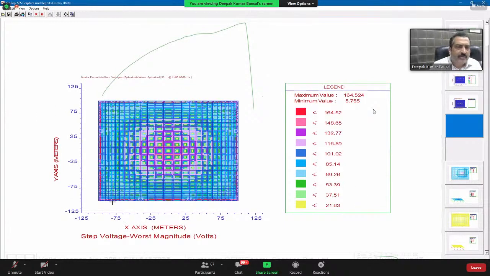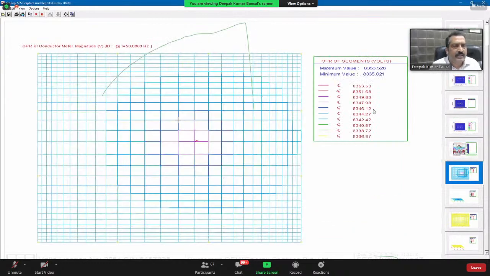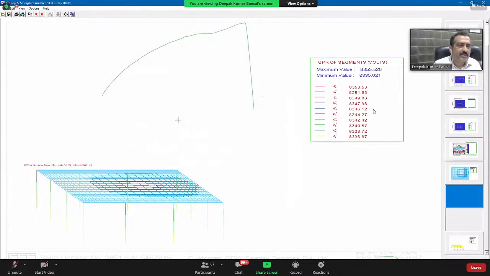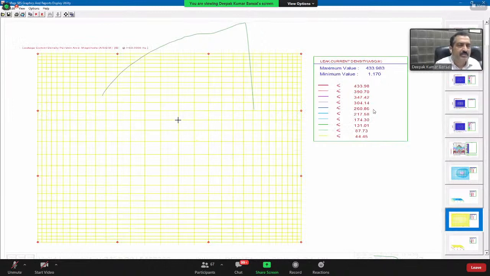So what we do is we first design the grid, then do the iteration and check for the hotspots, and when everything is clear, we reduce some number of grounding conductors, and then again check. Basically, we optimize the earthing grids so that we use the minimum or required number of conductors.